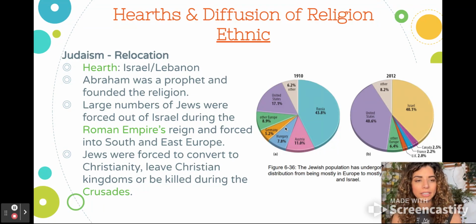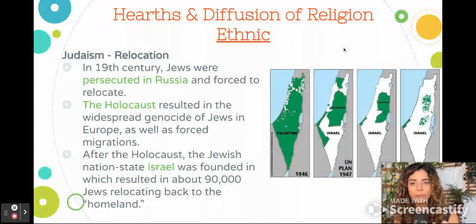In particular areas. So continuing on relocation, in the 19th century, Jews were persecuted in Russia and again forced to relocate. The Holocaust also caused widespread genocide as well as forced migration. And then after the Holocaust, we have the Jewish nation state of Israel being founded, which also resulted in continued relocation diffusion.